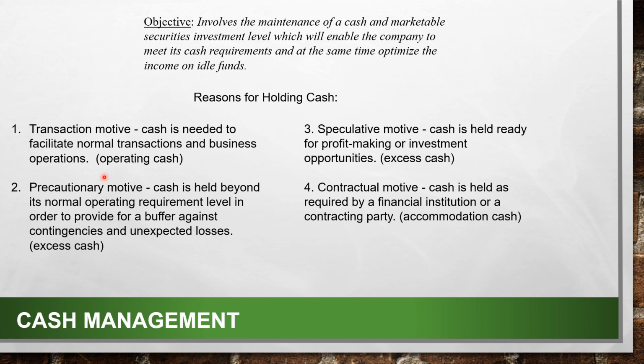If reason number one, transaction motive, is applied in our personal finance, that refers to the cash that we set aside for our monthly consumption. While the number two motive is the cash that we set aside for emergency purposes. That cash is just there, and we will not touch it for anything else, unless there is an emergency. That is the same with businesses.